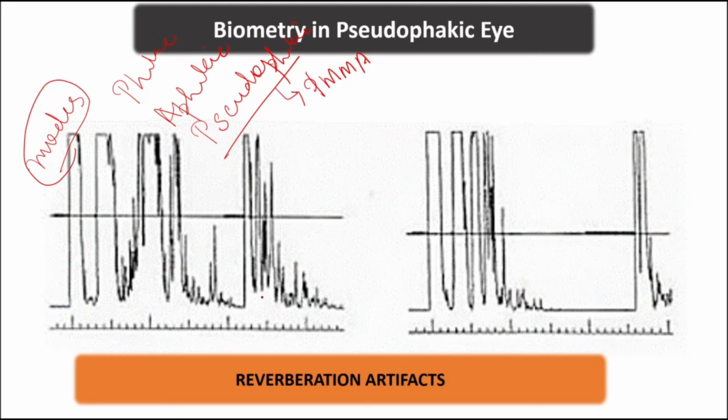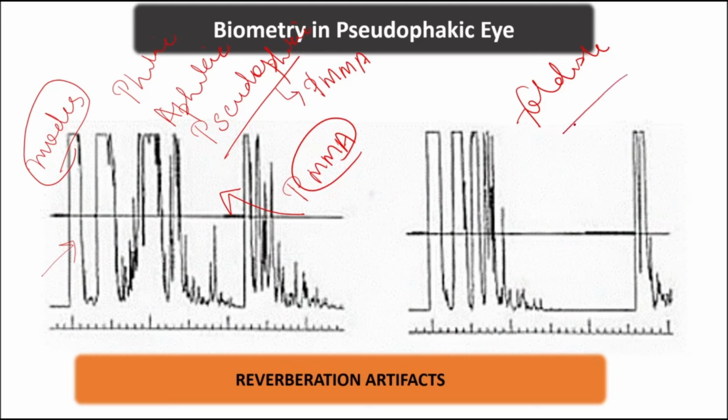These spikes are known as reverberation artifacts, and they are more prominent when the intraocular lens is of the PMMA variety. A PMMA intraocular lens gives more reverberation artifacts compared to a foldable IOL, which is usually made of acrylic or silicone. You can see in the second picture that a foldable IOL is used, and therefore the reverberation artifacts are much less over here.